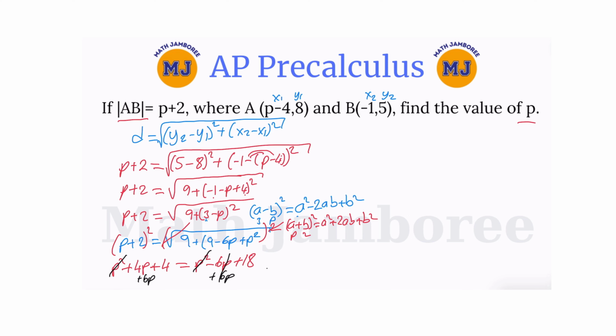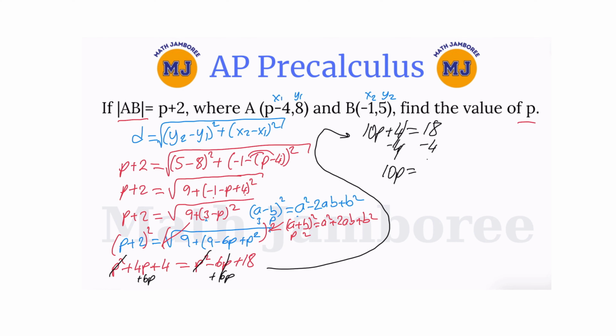And I'll continue the solution over here. 4P plus 6P is 10P, plus 4 is equal to 18. I'm going to take away 4 from both sides. And 10P is equal to 14. And we will divide both sides by 10 to get the value of P. Then P is 1.4. The value of P is 1.4.